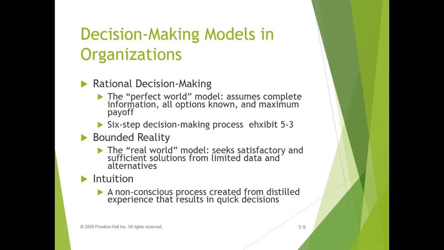So the meaning of rational is basically characterized by making consistent value maximizing choices within specified constraints. And what is rational decision making? A decision making model that describes how individuals should behave in order to maximize some outcomes.